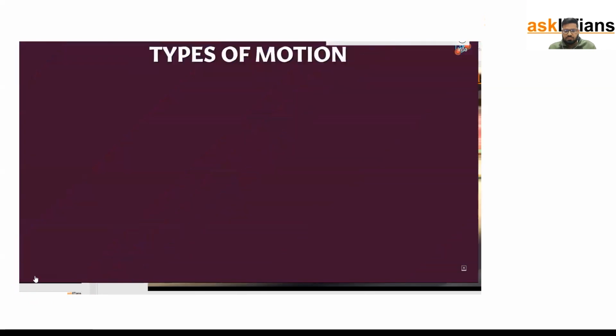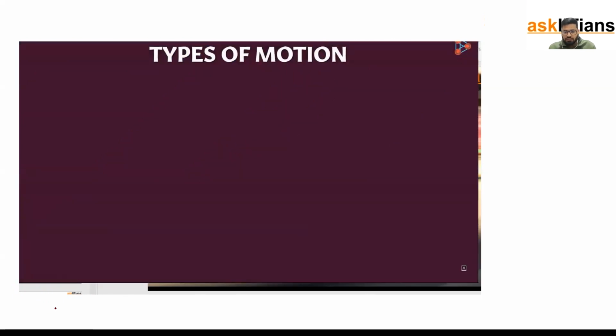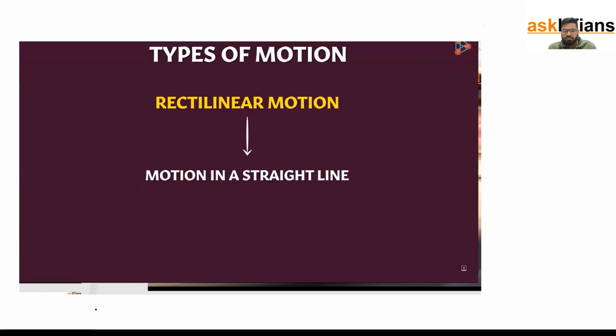Let's discuss the different types of motion. The first is called rectilinear motion. Notice that there is the word line in there. We define this type of motion as motion in a straight line. Rectilinear motion, as seen from the word linear or line, is nothing but motion in a straight line. So if an object is moving along a straight line path, we say that it's performing rectilinear motion.